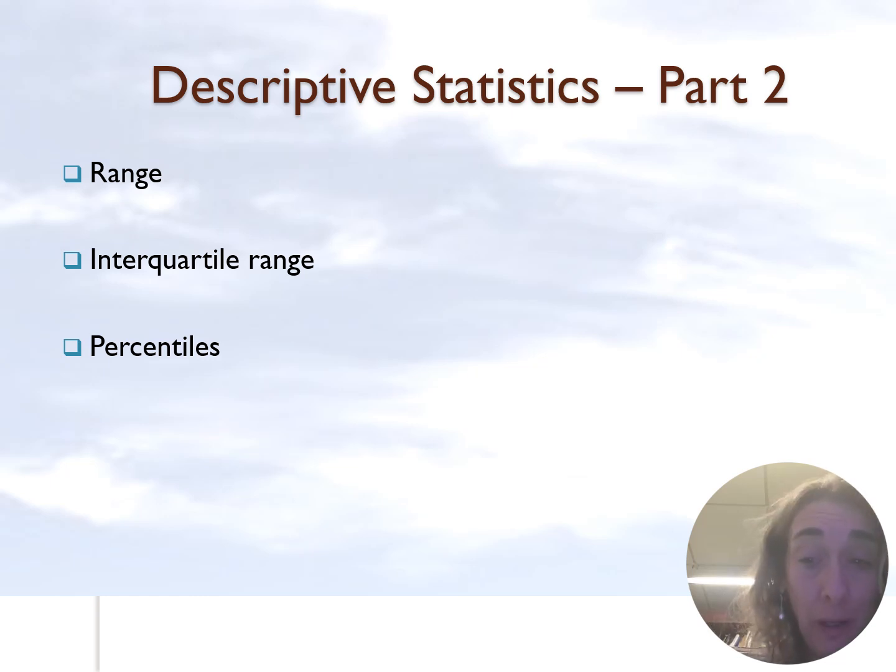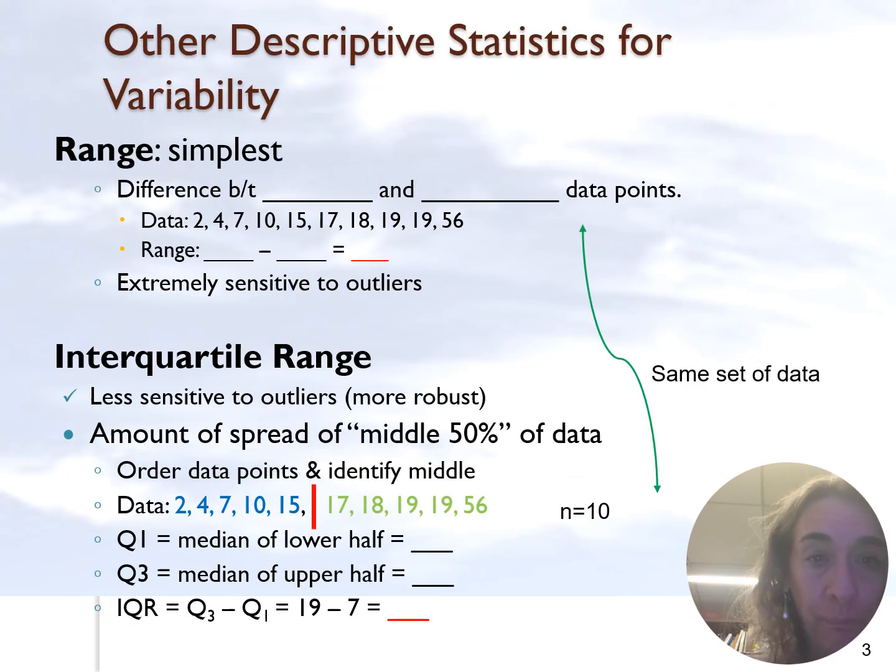In the part 2 video, we will discuss 2 additional types of descriptive statistics, or statistics for variability: the range and the interquartile range. In addition, we will also discuss the important and related concept of percentiles. In part 1 of the video series, we talked about standard deviation and variance as our first 2 measures of variability. 2 additional measures of variability are the range and the interquartile range.